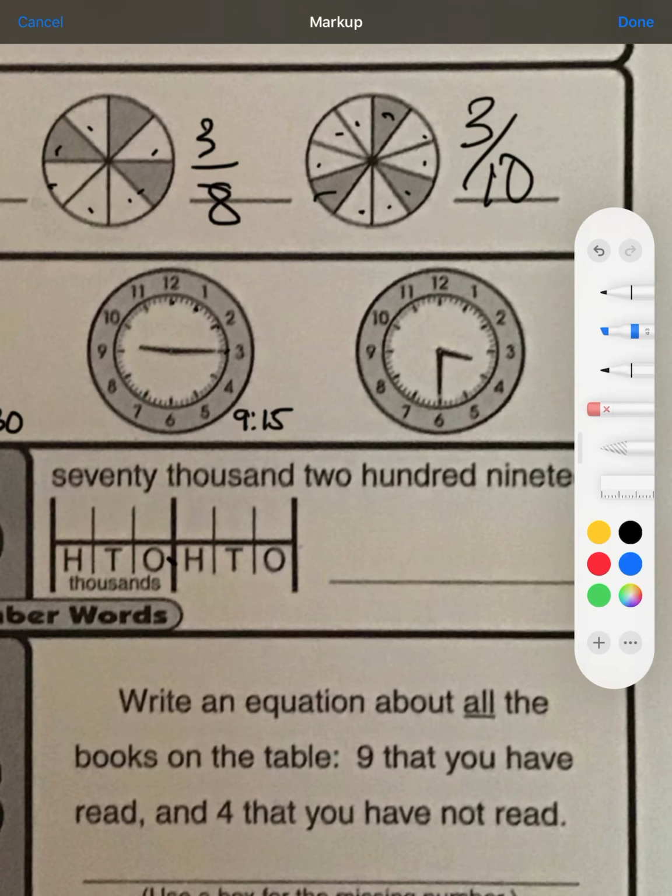Oops, that's way too thick. So I'll just split it with my pen.